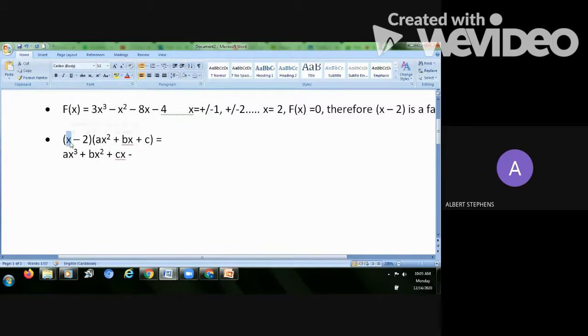All right, so it's x times ax squared. Let me just go over here. So it's actually, boy, the x looks like a multiplication sign. Jeez, this is just so much work for me.